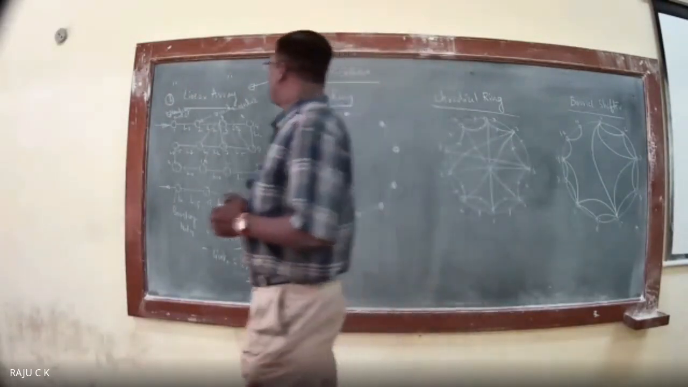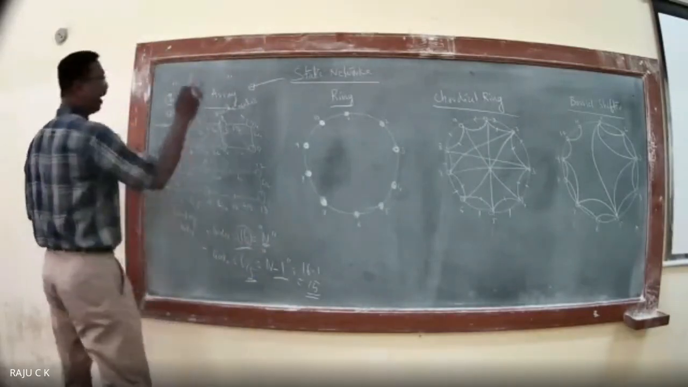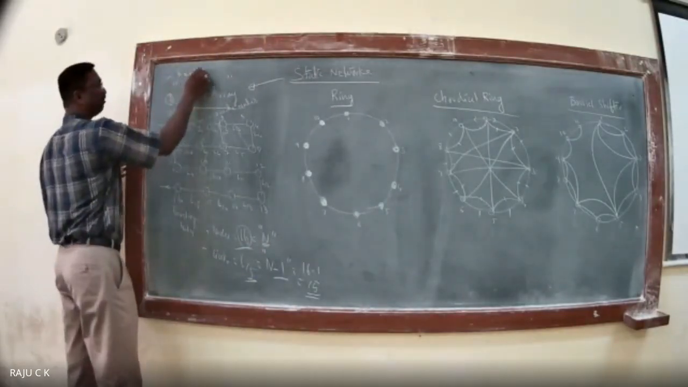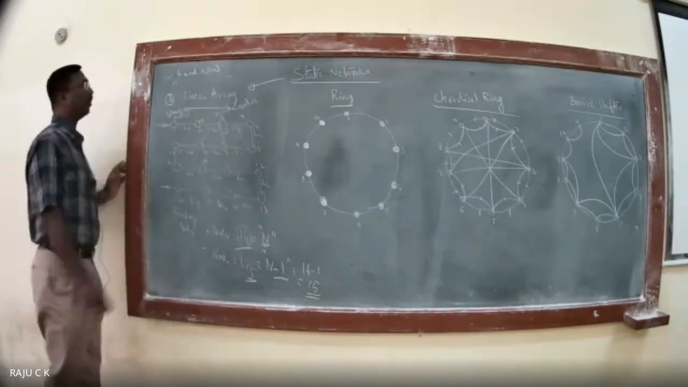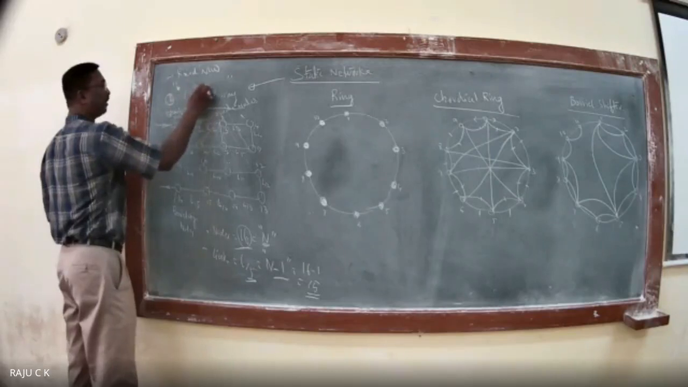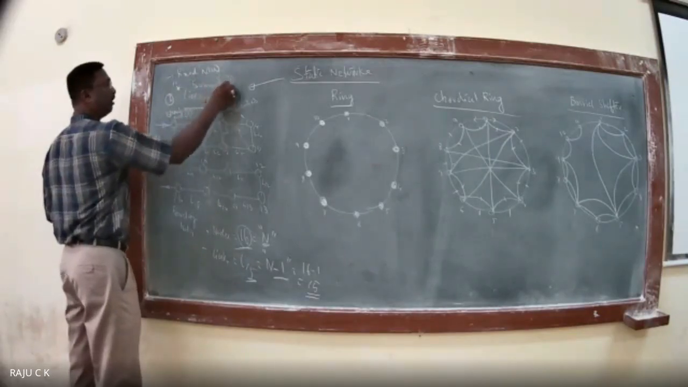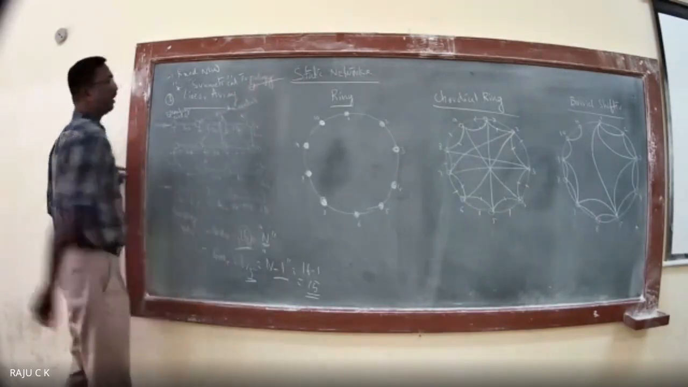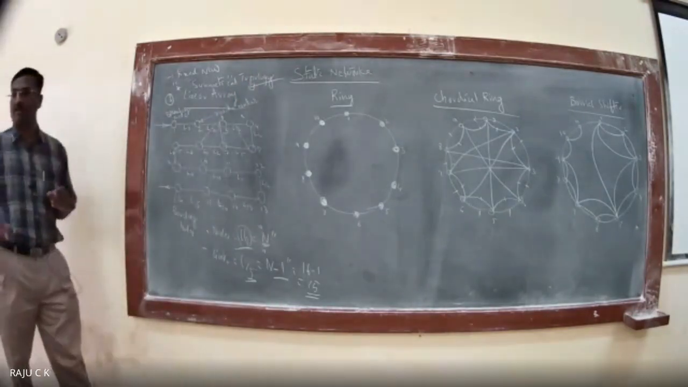Now, it is called a static environment, so automatically it is called a fixed network. And the topology is symmetrical. So it can be called a symmetrical network.